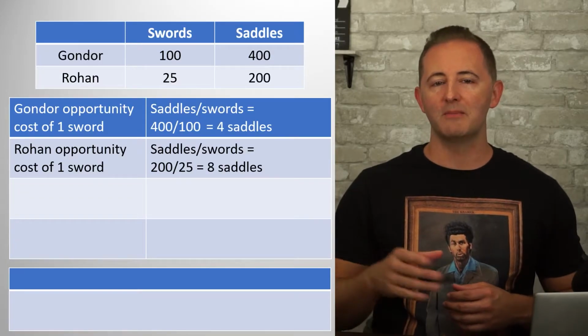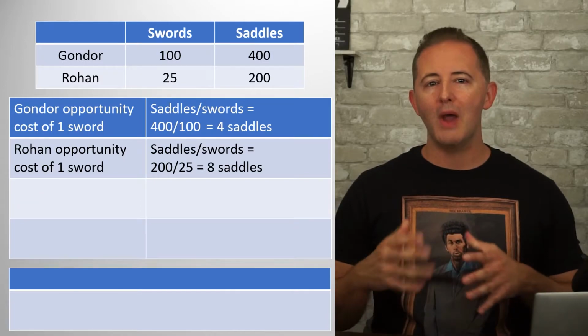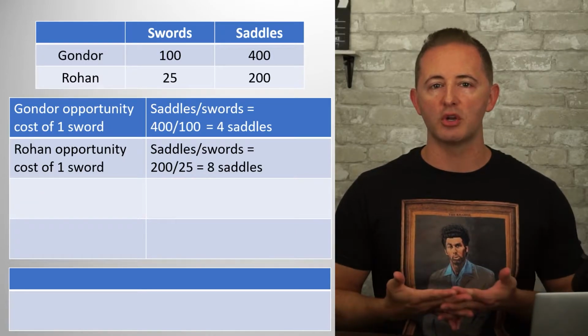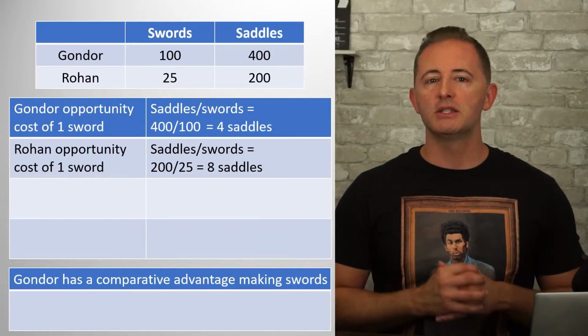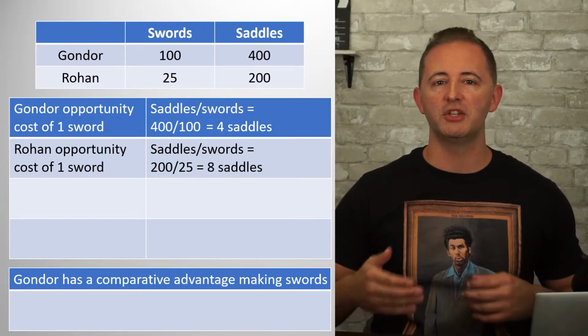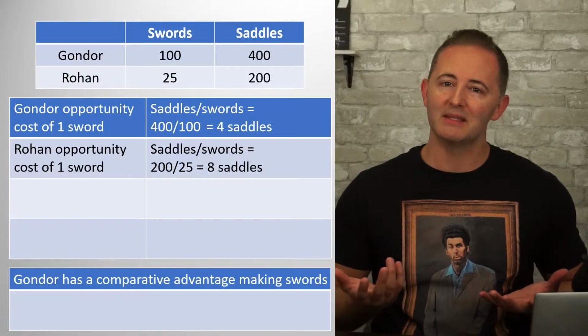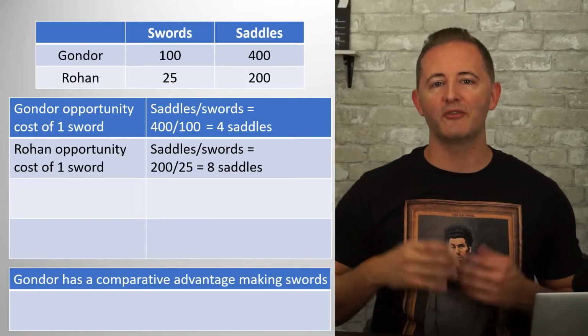What we do now is compare the opportunity costs. So who has the lower opportunity costs for making swords? Well, Gondor, because 4 saddles is less than 8 saddles. So Gondor has the comparative advantage making swords. That's not too bad, is it? I'm going to do the same thing again for saddles now.